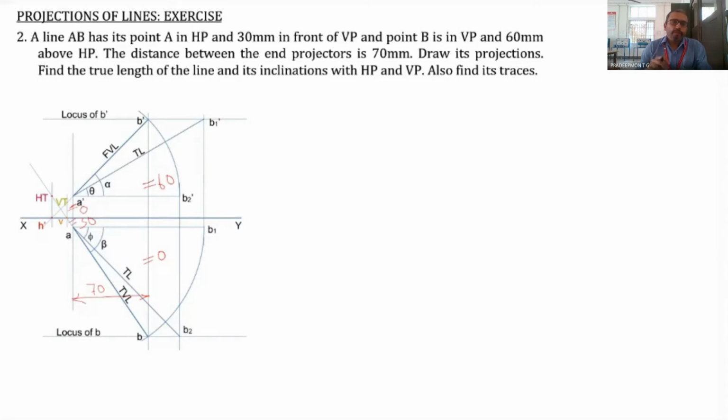So join A dash and B1 dash in order to get theta as well as the true length line. Then you rotate the front view, that is A dash B dash, such that B2 dash is obtained. Then from B2 dash project to the locus of B, so that you will get B2. Then join A and B2. There also you will get the true length and the true inclination phi.